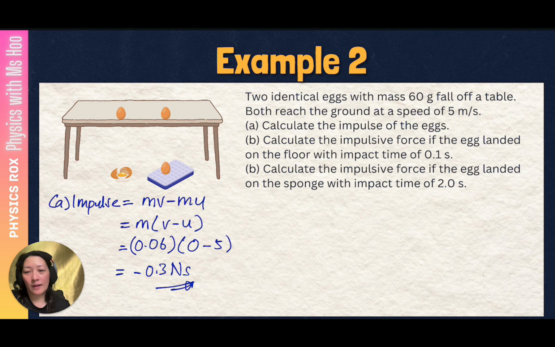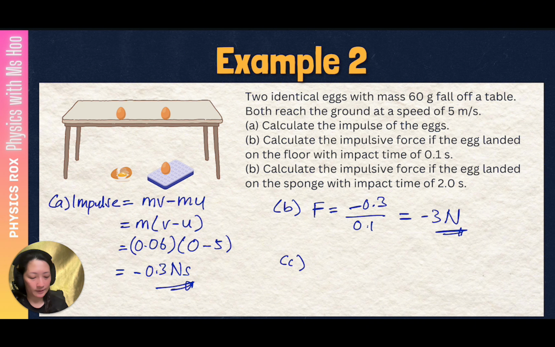So once we have the impulse, it's very easy to calculate impulsive force now because all we need to do is take the impulse divided by time. So for the egg that lands on the floor at an impact time of 0.1 second, the force is the impulse of 0.3 divided by the time of impact of 0.1, giving us a value of negative 3 Newton. For question C, the impact time is 2 seconds. So we'll take negative 0.3 divided by 2, and that gives us negative 0.15 Newton. So again, you can see from here, the greater the impact time, the lower the impulsive force.